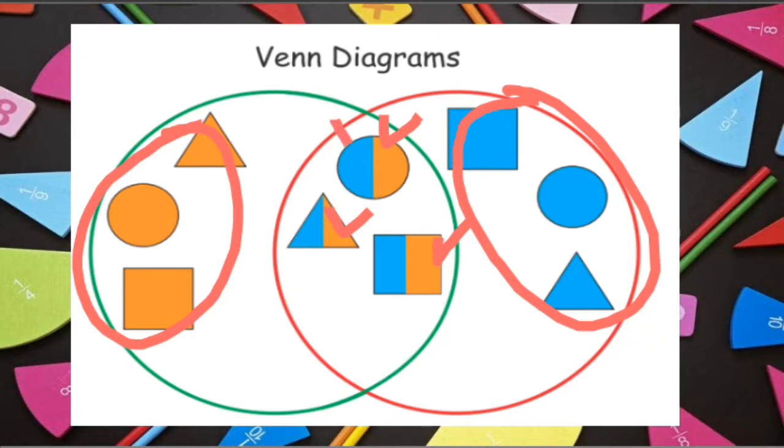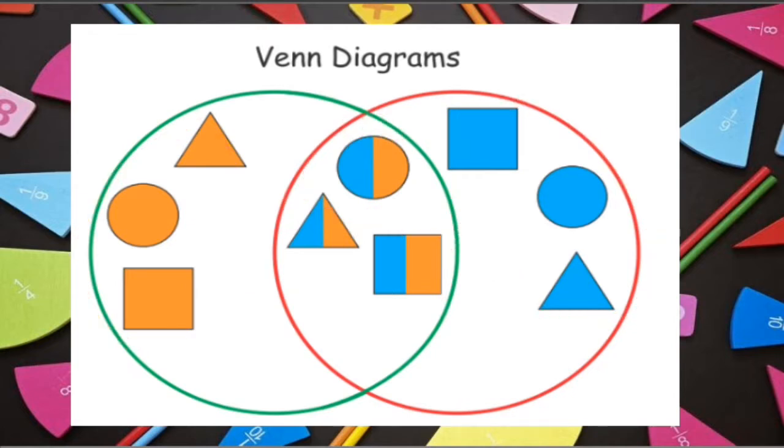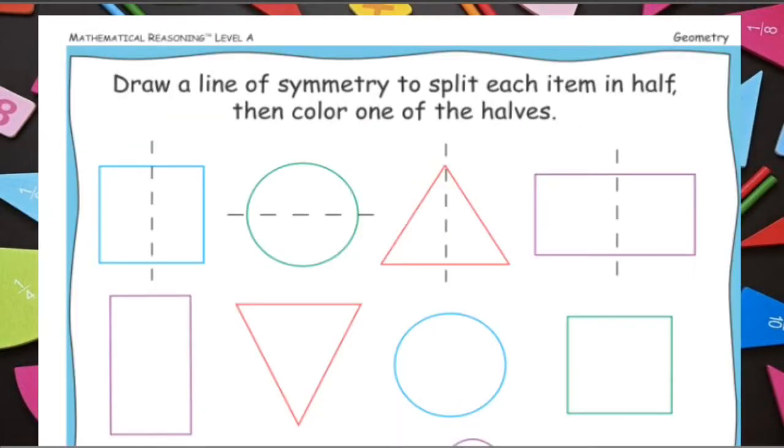Now this will take us to the next phase of this class, which is a line of symmetry, because the shapes in between the red and the green circles are what being divided using a what? A line of symmetry. So what then is a line of symmetry? A line of symmetry is a line that splits a shape into two equal halves. It cuts a shape into what? Two equal halves. As you can see right here on your screen, it said draw a line of symmetry to split each item in what? Half. Then color one of the halves.